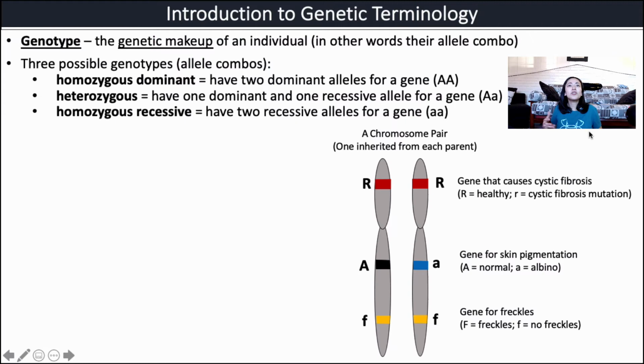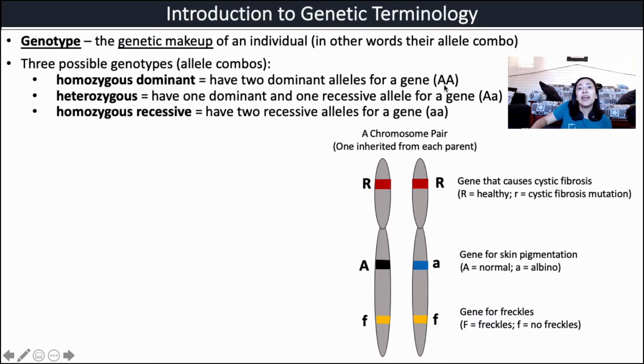Now let's look at some other terminology that's going to be really important in understanding how to solve genetic problems. The genotype refers to the genetic makeup of an individual. So in other words, what is their allele combination for that gene? There are three possible genotypes that a person can have, or three possible allele combinations. Without looking at the terminology, let's just think of the possible combinations. Well, they could have two dominant alleles, right? Two big, I'm just going to use A's as an example. They could have inherited a dominant allele and a recessive allele from the other parent. Or they could have inherited two recessive alleles, one from each parent.